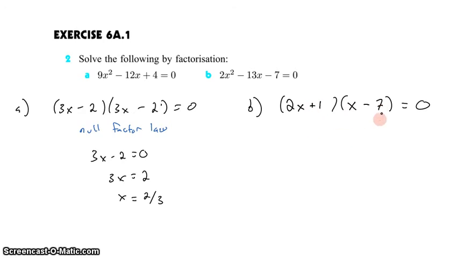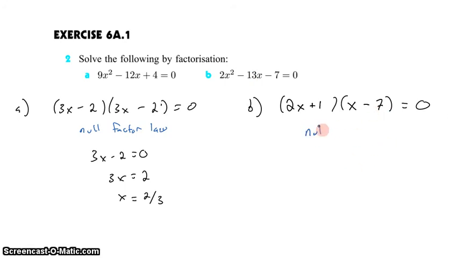1 times negative 7 gives me negative 7. 2 times 1 gives me 2. 2 times negative 7 gives me negative 14, but I have to add in 1. Negative 14 plus 1 is negative 13. So this looks like it works.